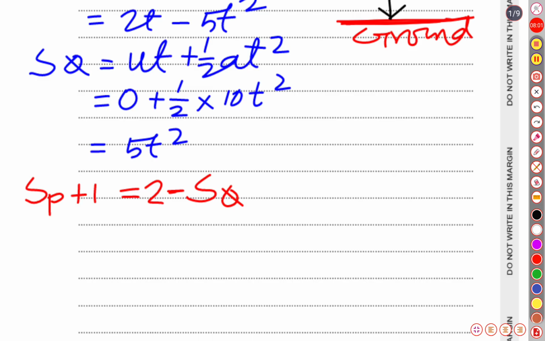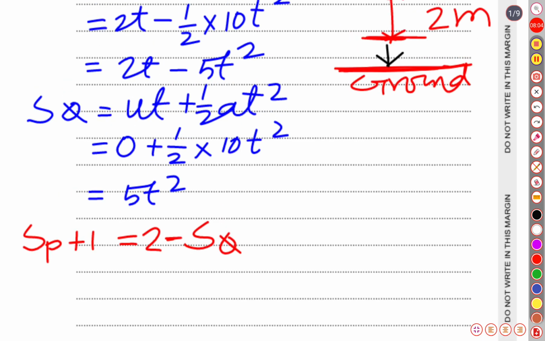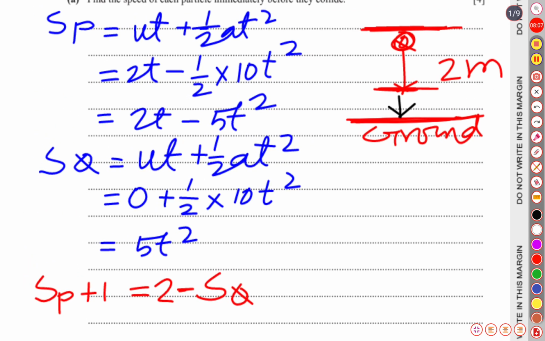So as the ground is our reference frame, P was already 1 meter above and it was projected vertically upward, so 1 meter will be added to the distance it traveled. But Q was moving downward from the total height. As the total height is 2 meters, it will travel some distance which should be subtracted from the total height. The total height from the ground was 2 meters. That's why we have subtracted the distance traveled by particle Q from the total height.